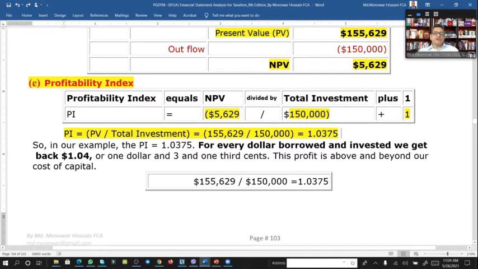So in our example, PI is 1.4: for every dollar or taka invested, we get back 1.4. What does that mean? For every taka or dollar we invest, our return would be 1 plus 0.4 dollar. So this 0.4 is our positive return. So this is the profitability index. Sometimes we calculate it.